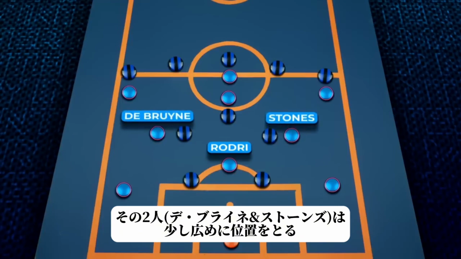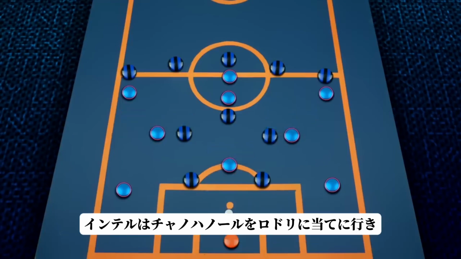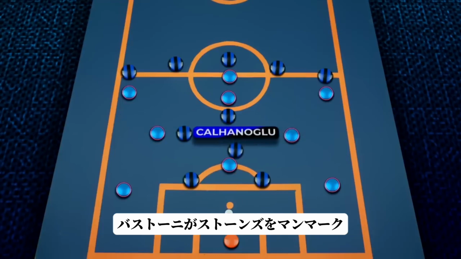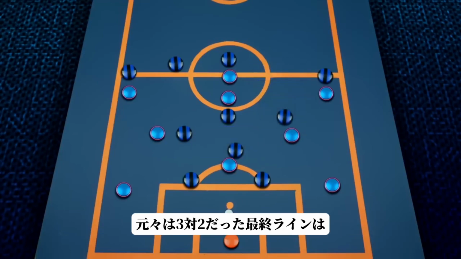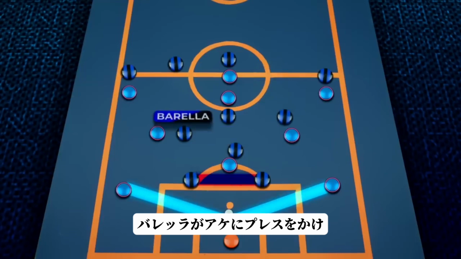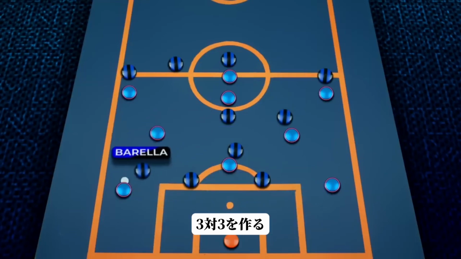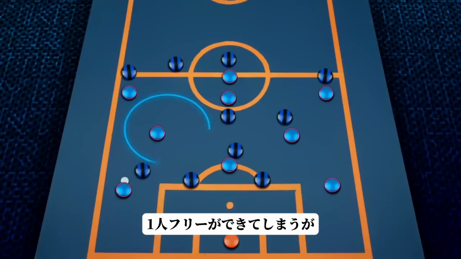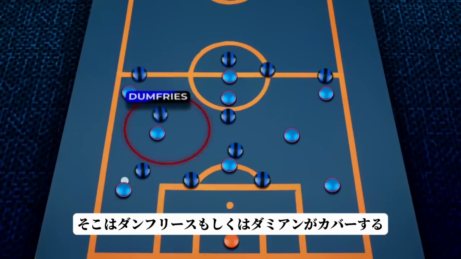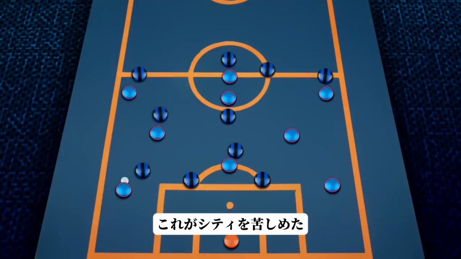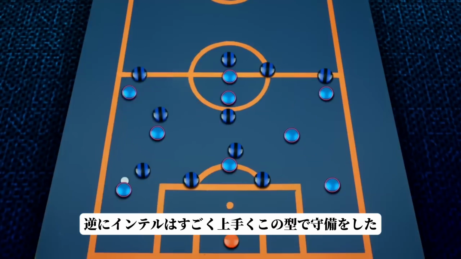This rotation meant Rodri could pick up a position between the two, with De Bruyne and Stones shifting further out wide. To counter this, Inter raised the positioning of Çalhanoğlu onto Rodri, with Bastoni shifting up to man-mark Stones in the centre. While it was initially a 3v2 at the back, Barella was tasked with closing down Ake to form a 3v3. And once again, while it may seem as if this left them a man short in the centre, Dumfries or Dimarco would push up to even out the centre. This made life for Man City very difficult, and Inter defended extremely well from this position.